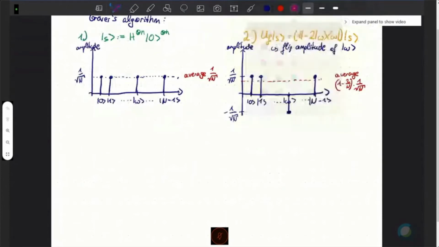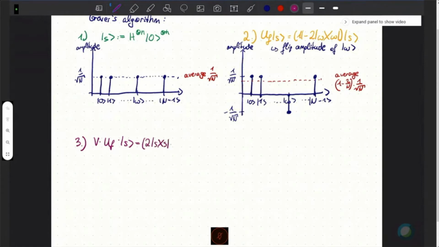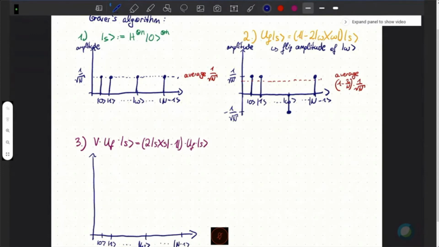So then we have the third step. And what we do in the third step, we apply our unitary V, also called the diffuser, which is 2 times the projection onto S minus identity, onto the state that we had before. Again, we have the states 0, 1, and so on, W, n minus 1.